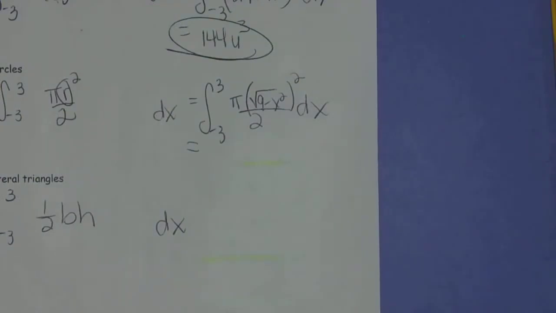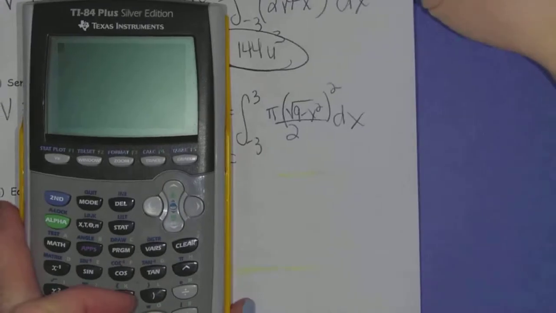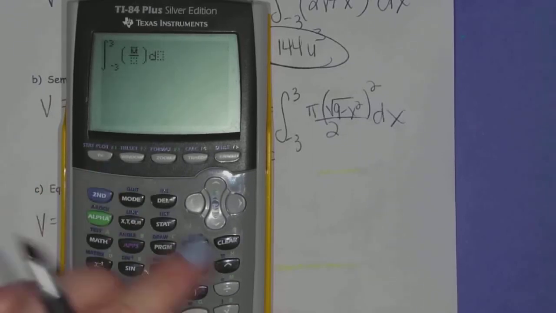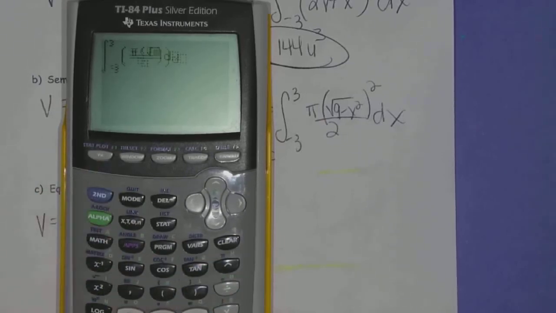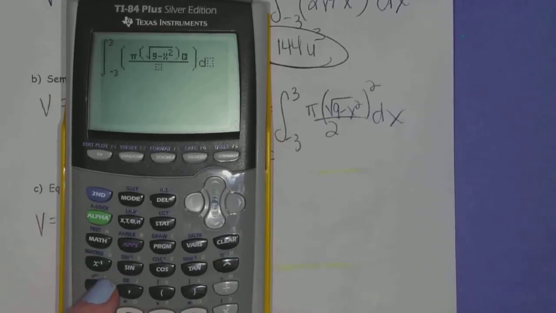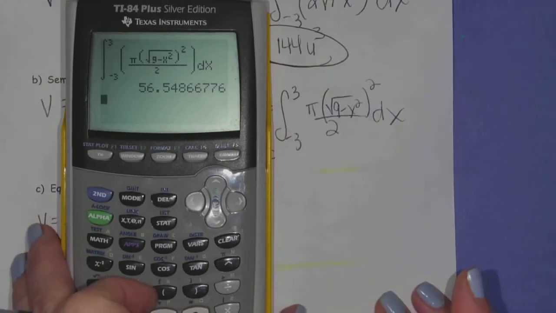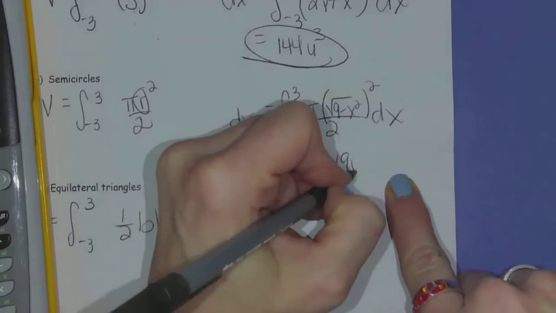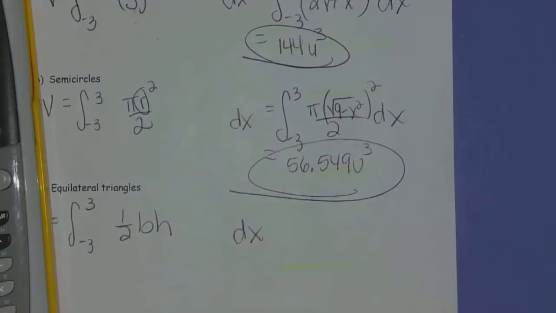And when I throw that into the TI, what do I get? Math 9, -3 to 3. I'll do a fraction. Pi, parentheses, square root 9 minus x squared, over 2 dx. So I'm getting 56.549. 56.549 units cubed for my second one.